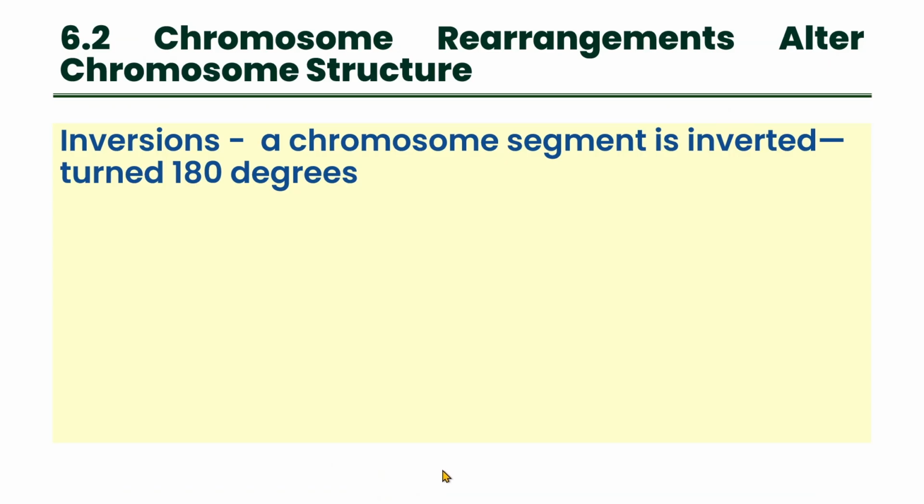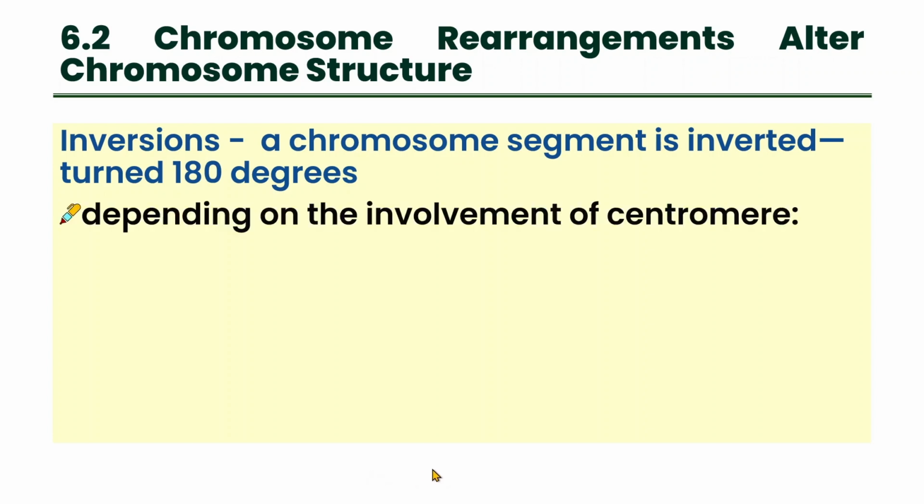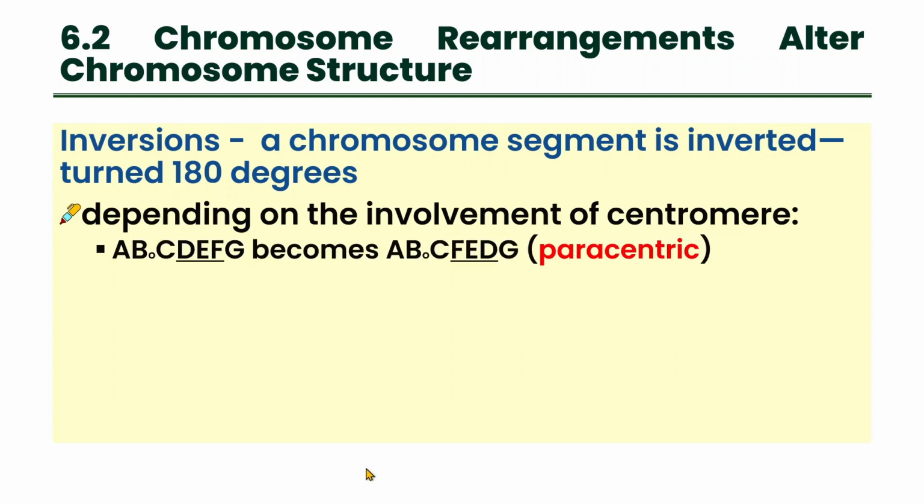After deletions, another important structural change we can observe in chromosomes is called an inversion. Unlike deletions, no genetic material is lost, but the order of genes is rearranged. Inversion is when a chromosome segment is inverted or turned 180 degrees. Depending on whether the centromere is included, there are two main types.